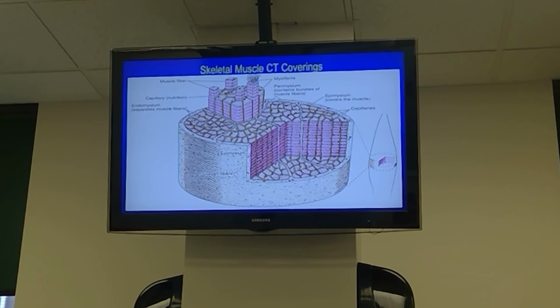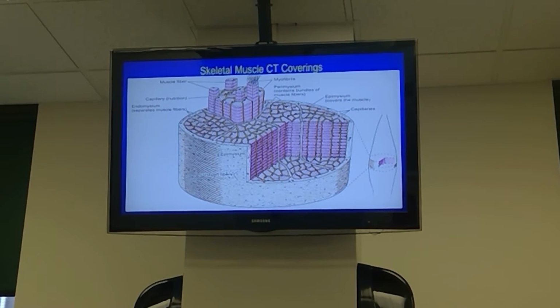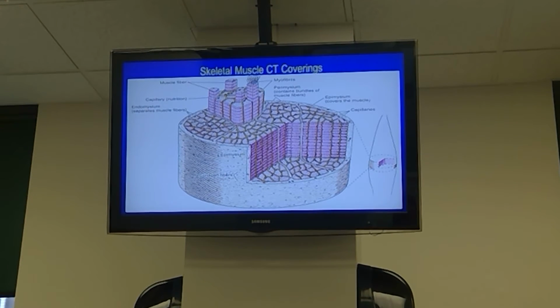But individual muscle fibers, as pictured here, have a very delicate little bit of connective tissue, pictured in a pale yellow color. That's the endomysium. So the endomysium is this really delicate, thin layer of connective tissue that surrounds each individual muscle fiber.